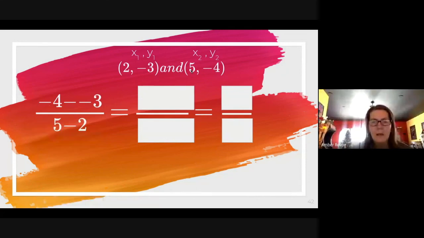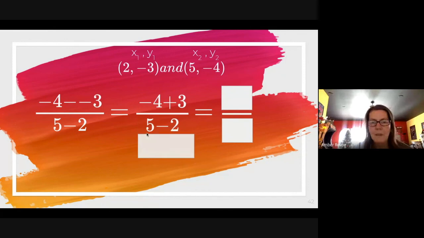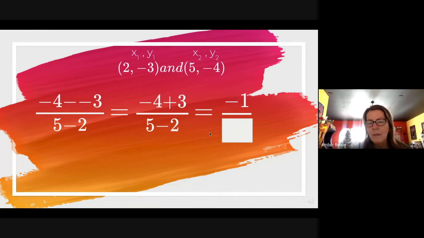Over here, then we've got 5 minus 2, right? So here, -4 minus -3, we do keep, change, which would be -4 plus +3. Here, 5 minus 2. So up here, -4 plus +3 would leave me with -1. And 5 minus 2 would leave me with 3. So -1/3.